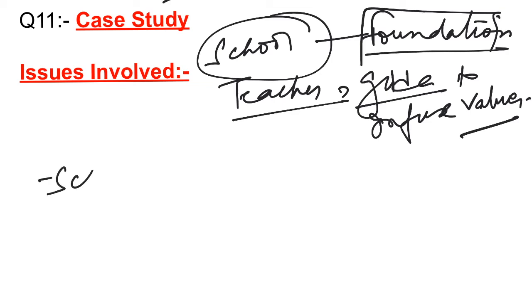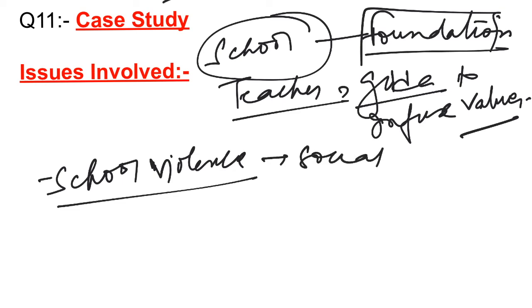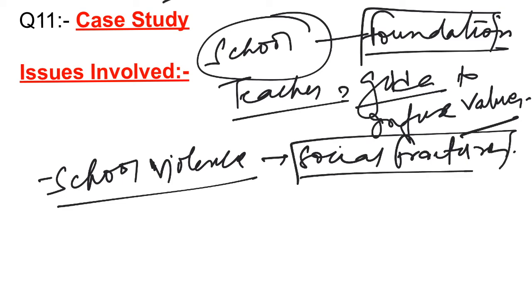The very first thing that is being reflected is that school violence is nothing but a representation of social fractures. The teacher who is doing crime in the school is likely to do crime in society also. And also this is a reflection of family values. For example, if the students are taking drugs in the school, or going for murder in the school, then it may be a reflection of the family also. So this point can be written here.